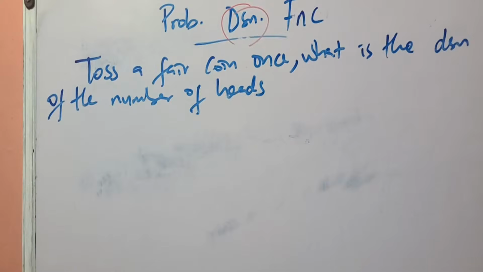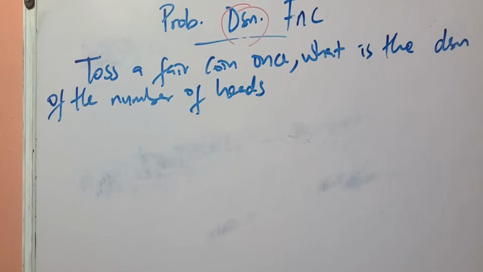Of course, they have specified already that this is one trial. Toss it once. They were restrictive. They don't want you to toss twice. They don't want you to toss 3 times. Toss a fair coin once. That is one trial.